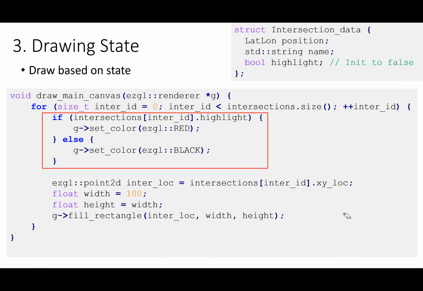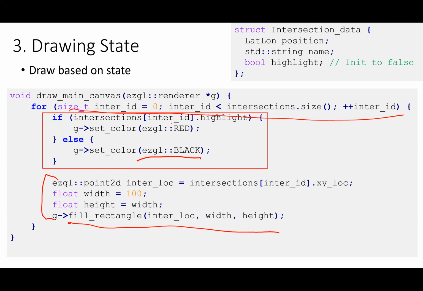Here is our draw main canvas. It's just a little different than what we had before. It goes through all the intersections just like it did before, gets the XY location of the lower left of the intersection, and draws a rectangle 100 meters wide and 100 meters high. But we used to always set it to black. We colored everything black, and now we've got this if statement: if this particular intersection is highlighted, we set it to red, otherwise we set it to black.